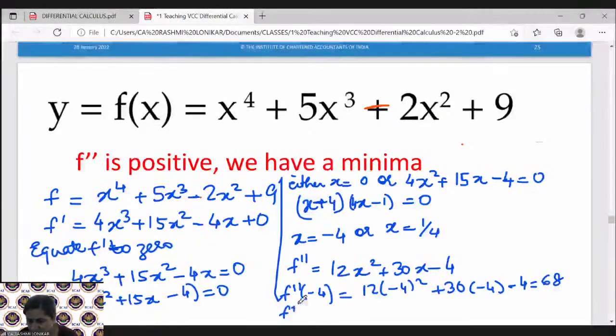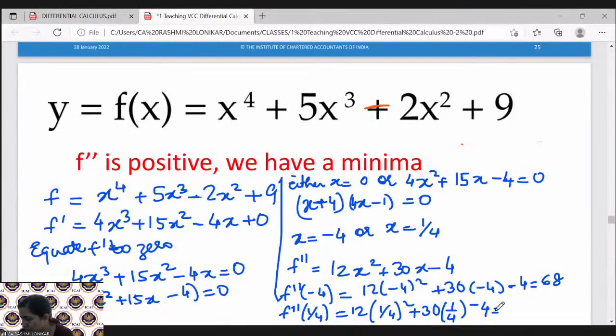And let me see f double dash of 1 by 4. So this will be 12 into 1 by 4 whole square plus 30 into 1 by 4 minus 4. So 12 divided by 16, 0.75. Okay. Then 30 divided by 4, 7.5, minus 4, 3.5, plus this. Okay. So you can solve this.